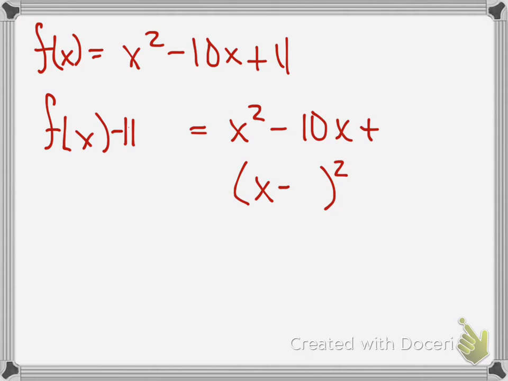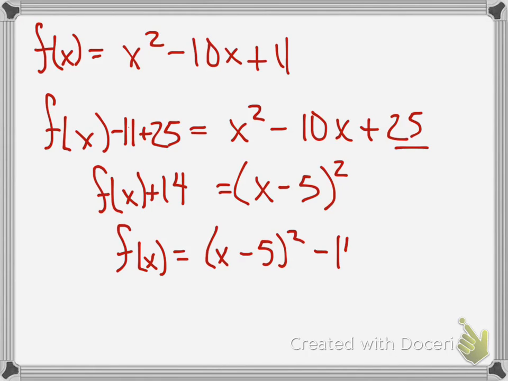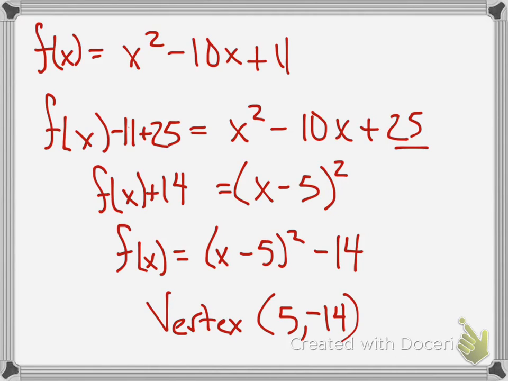All right, so what is negative 10 divided by 2? It's negative 5. 5 squared is 25. And I'm going to add 25 to both sides. 25 minus 11 is 14. Positive. Move it back over to the other side, and you've got (x minus 5) squared minus 14. Thus, that means the vertex here, if I was asking you for the vertex, would be (positive 5, negative 14). And there you go.